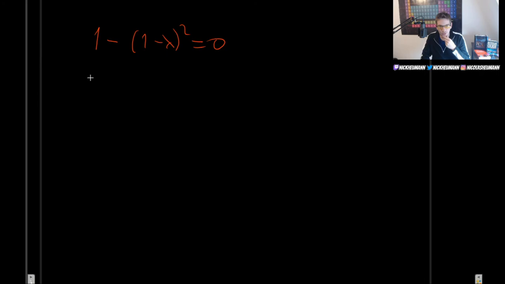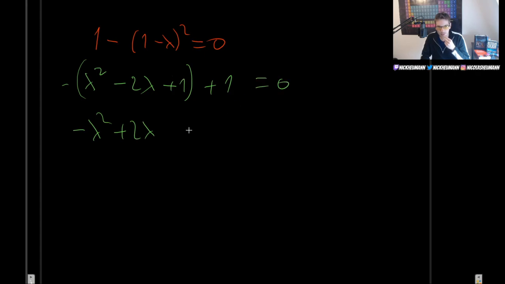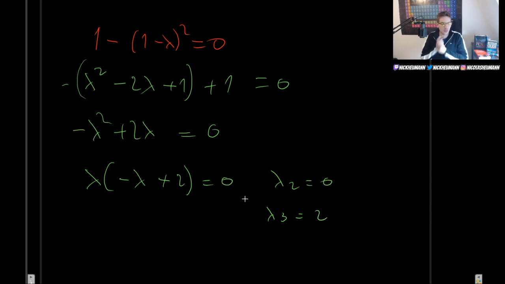All right, so let's now do that. We can just multiply through. This is now just your normal second order equation. So it's going to be lambda squared minus 2 lambda. All of this has a minus in front, of course. Plus 1, and then plus the one that is already there. So we're going to get minus lambda squared plus 2 lambda, and these ones cancel out. So here we can simply factor out a lambda once again, and we get lambda times minus lambda plus 2 equal to 0. So we can now see that lambda 2 is also 0, and lambda 3 is 2. So now we found our three eigenvalues.